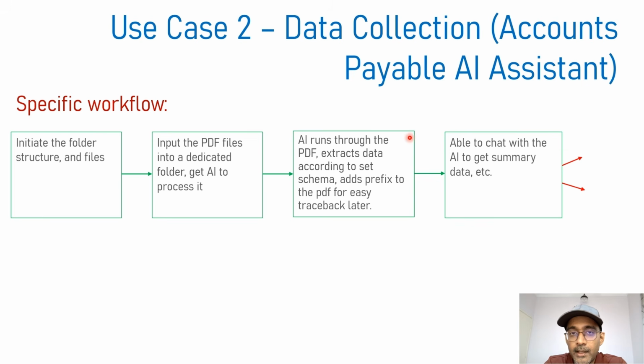And then what this AI does is it runs through the PDF, it extracts the data according to the set schema, whatever information that you need, it can extract that, and then it also adds a prefix to that file that is saved in a different folder, so that there's easy traceability to that.